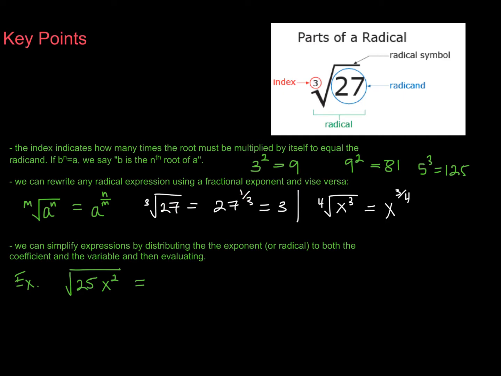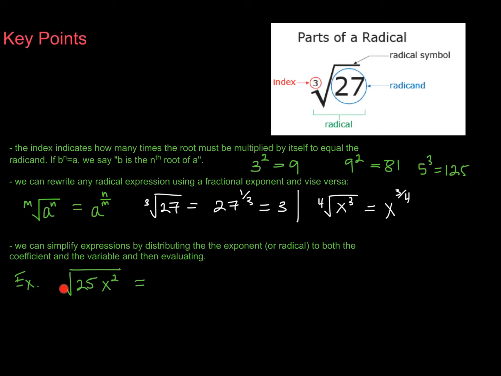All right. Now, another very powerful tool is that we can simplify these expressions by distributing the exponent, or radical, to both the coefficient and the variable, and then evaluating. Or in other words, we can distribute a radical or an exponent to all the pieces that it is being applied to. I'll show you exactly what that means here.